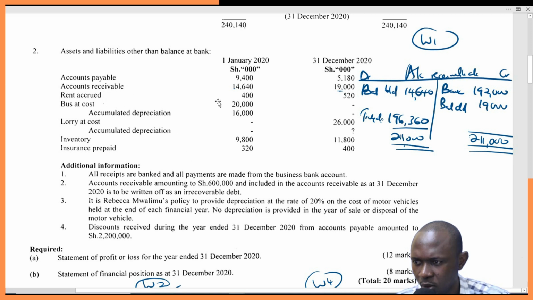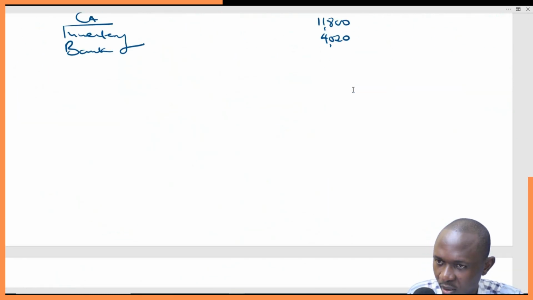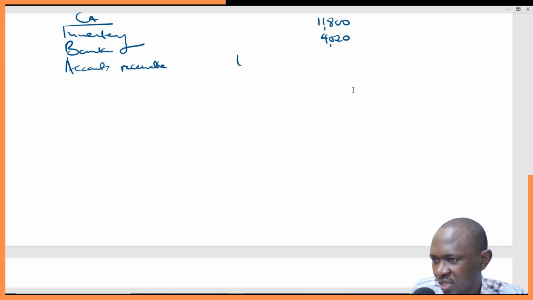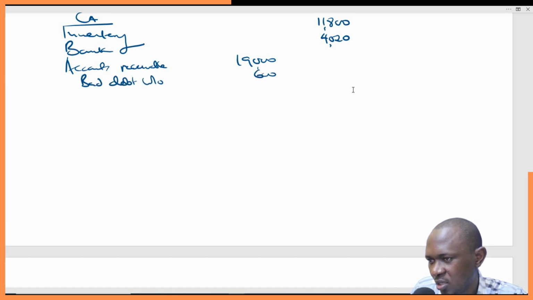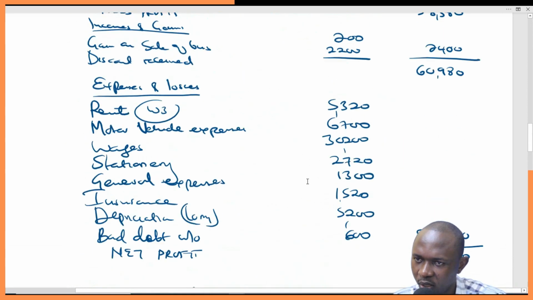Accounts receivable, the figure is 19,000, but remember we had what? We had bad debts written off. So bad debt written off of 600. So this makes the figure 18,400, like that. Good.